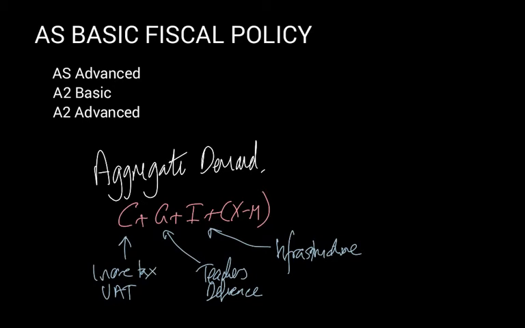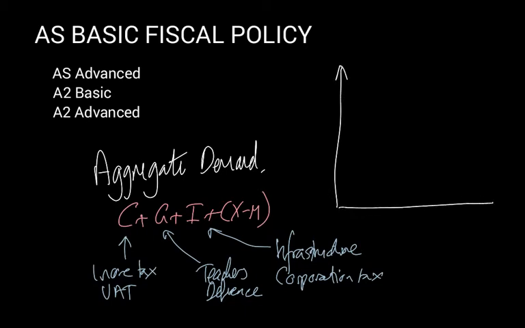It obviously has more direct control over G and the bit of I done by the government. The bit of I done by the firms, they can alter through corporation tax, and C they can alter through taxation as well, but those are obviously less direct. So overall then, how does it work?